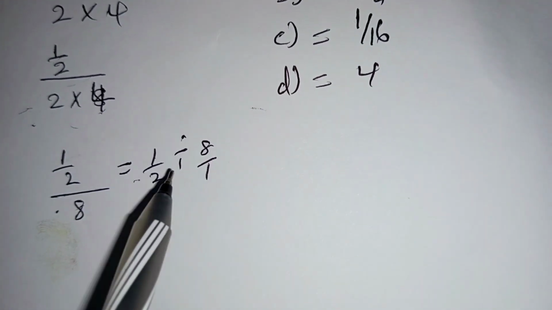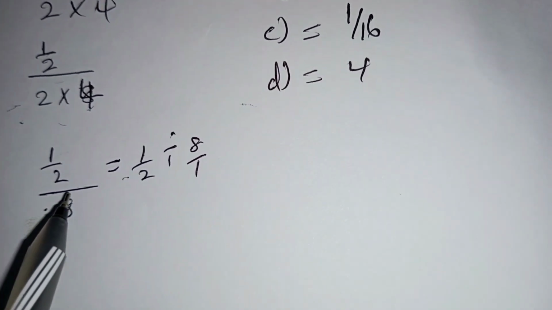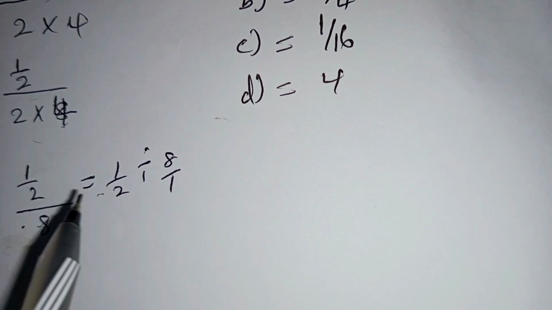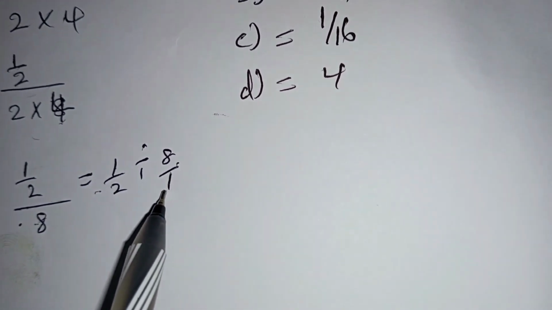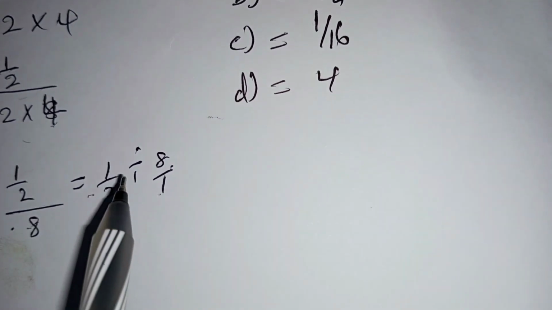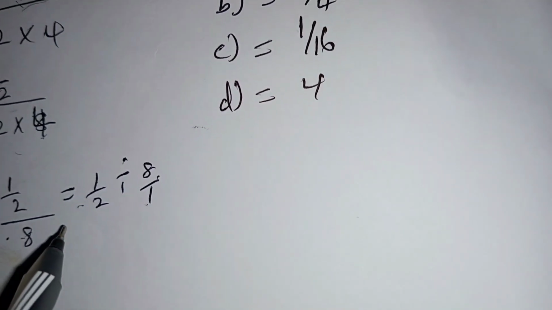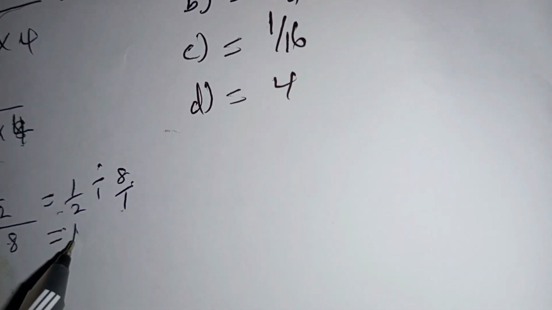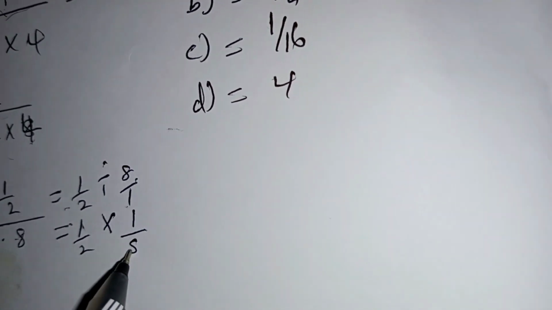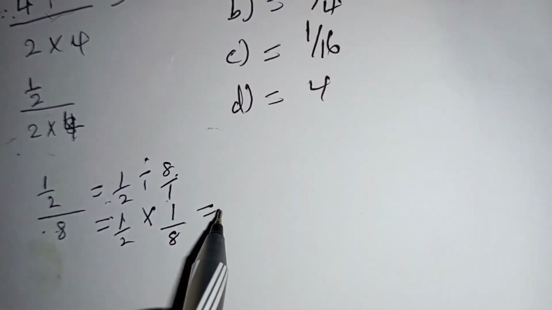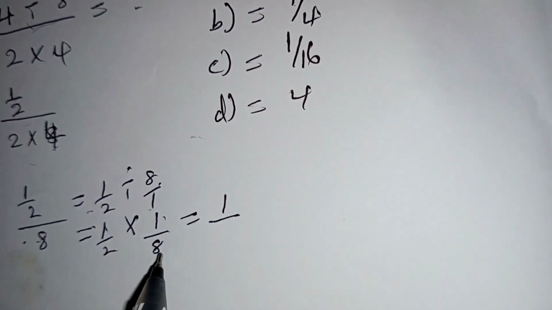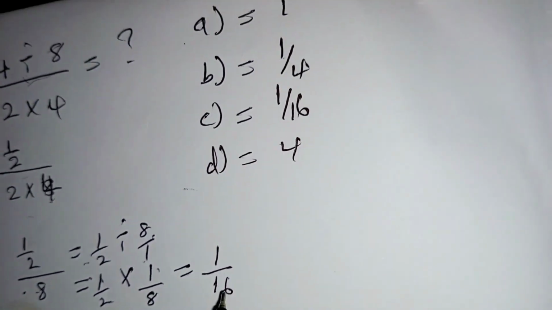So we have a half divided by 8 over 1. Remember, this over can be written as divided by. So when you are dividing, you can multiply with the reciprocal. The reciprocal of 8 over 1 will be 1 over 8. So now we change the division into multiplication. So we shall have a half multiplied by 1 over 8, which is equal to 1 times 1 is 1, and 2 times 8 is 16.